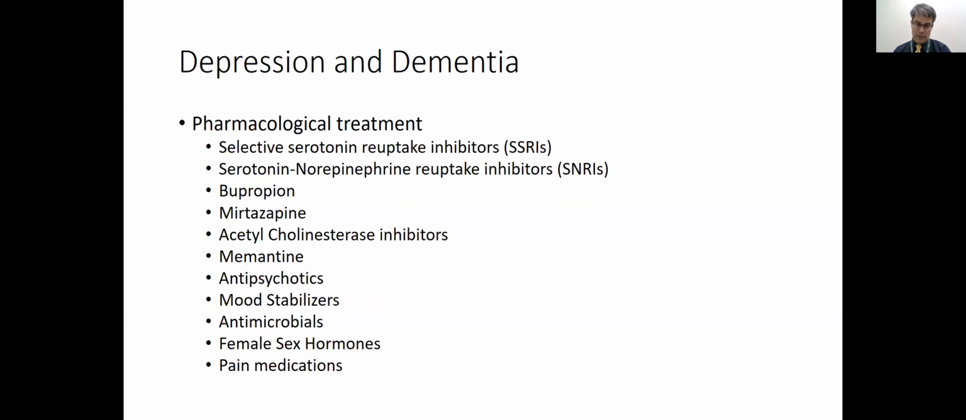From a pharmacologic treatment standpoint, we have all of these different types of medicines that have been tried. Some of these I've never tried in my practice. Female sex hormones, I wouldn't have ever thought about doing that, but there is some literature on that, and some of the review articles that I read included those types of things. So the main category that you think about is the selective serotonin reuptake inhibitors, or SSRIs. That's going to be the most commonly used treatment for depression and dementia. And when you look at these, it's quite surprising that some of the studies didn't show that they were that effective.